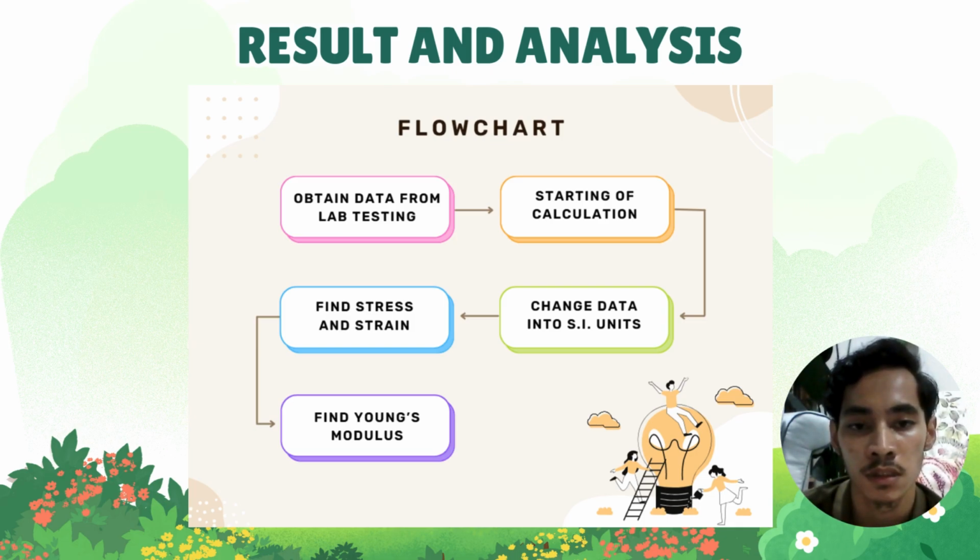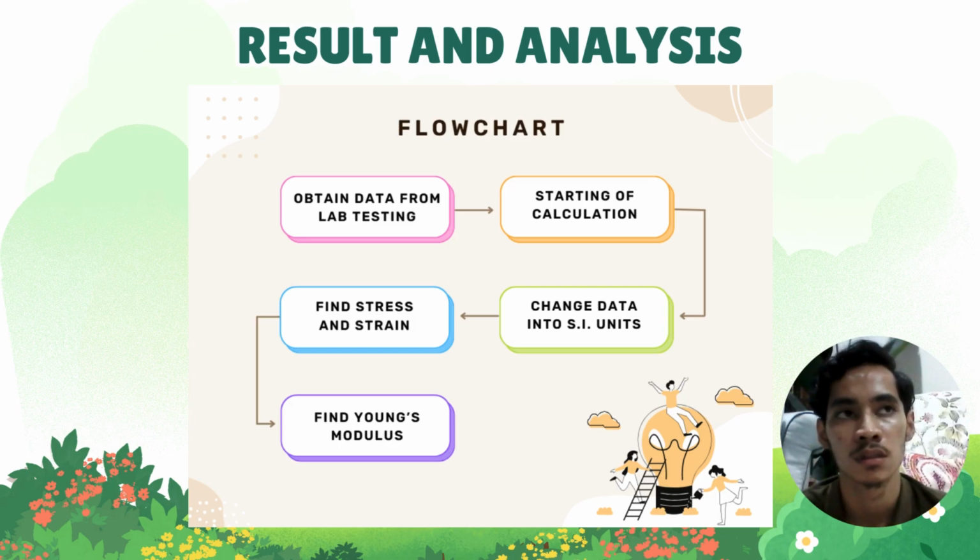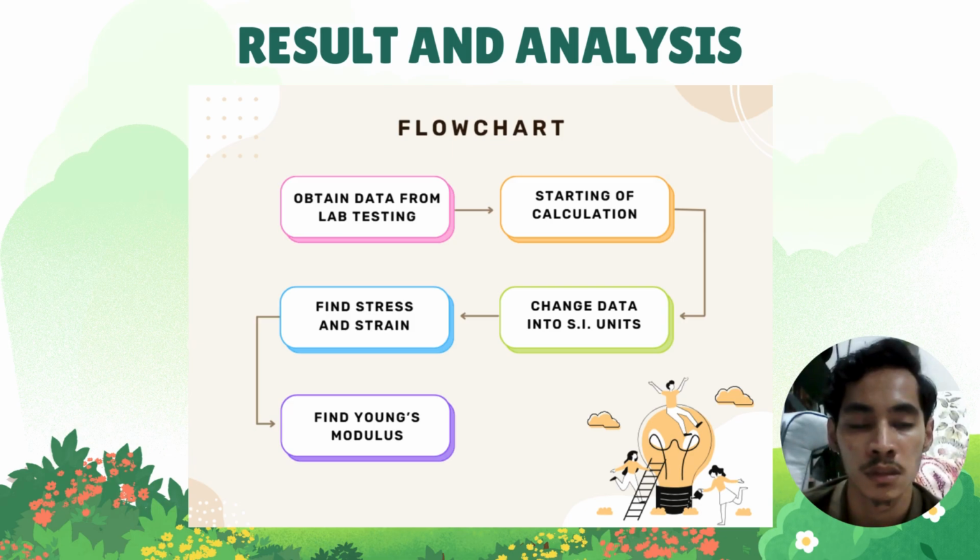Next, after we get the data, we can start to do calculation. Before we start doing our calculation, we need to change into SI units, especially the unit for Newton, which is kilogram meter per second squared. There are certain units that need to be changed from the data that we obtain, such as millimeter squared to meter squared. We also need to change kilonewton into newton.